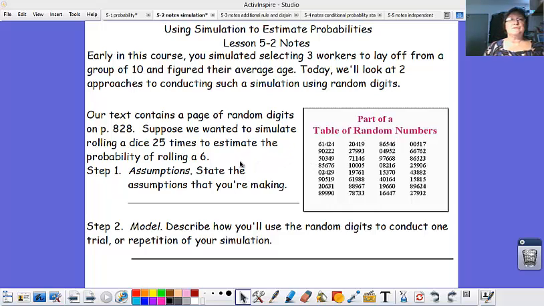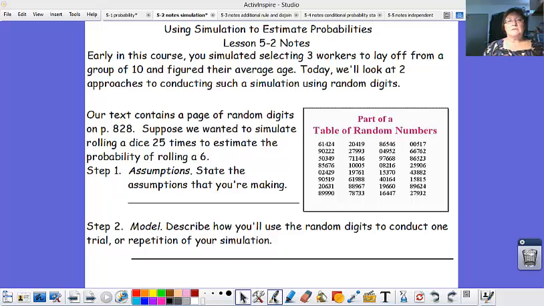And I'd like us to use this thing to simulate rolling a dice, really that should say a single die, 25 times to estimate your chance of rolling a 6. Now mathematically, we know what should happen. Say 6 is one of 6 possible outcomes on the die, so 1/6 of the rolls should come up to be a 6. However, when we actually do that experiment, it may or may not happen that way.